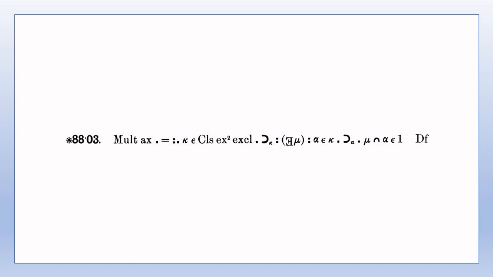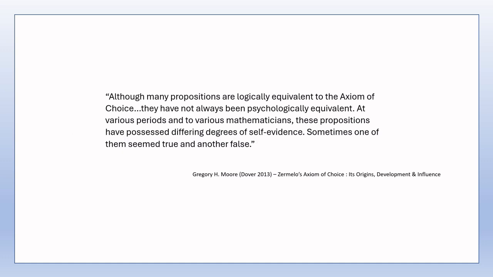Throughout the history of the development of the Axiom of Choice, there has often been considerable confusion about propositions which are in fact equivalent to the axiom. We see in Moore on page 39 that although many propositions are logically equivalent to the Axiom of Choice, they've not always been psychologically equivalent. At various periods and to various mathematicians, these propositions have possessed differing degrees of self-evidence. Sometimes one of them seemed true and another false.